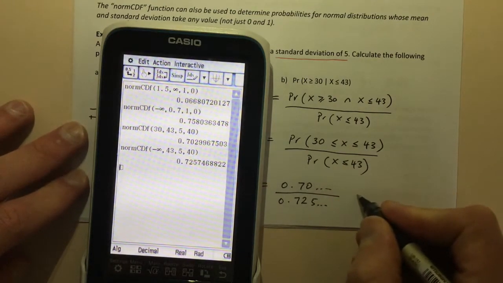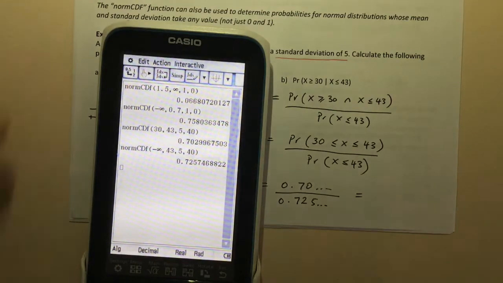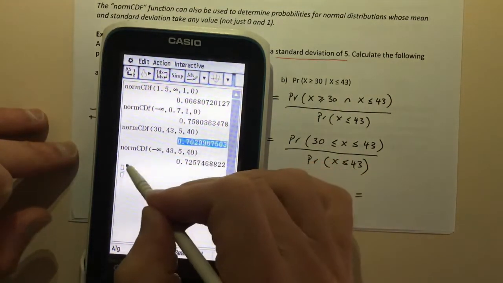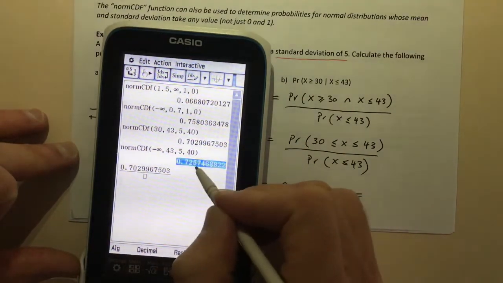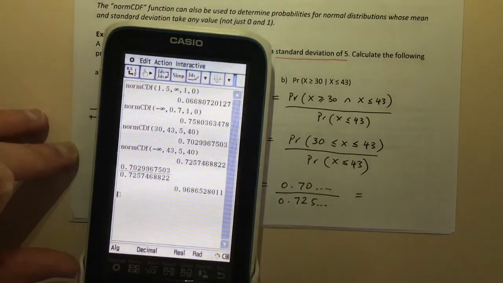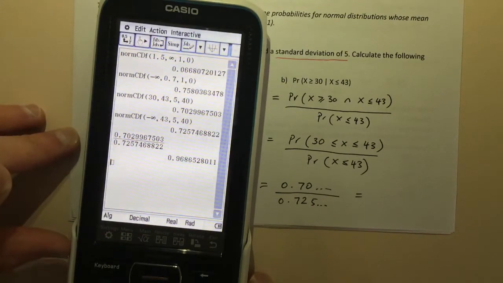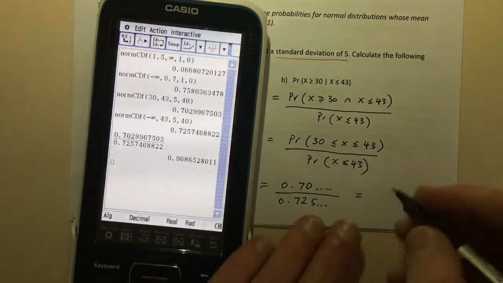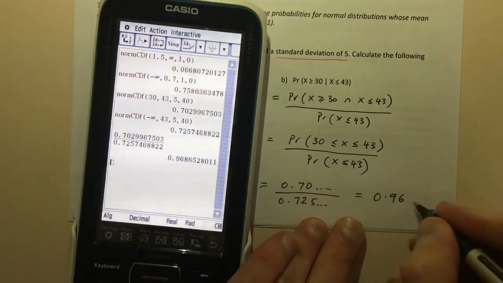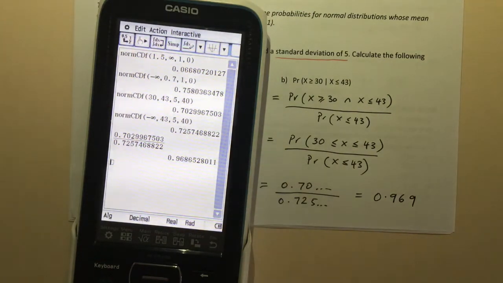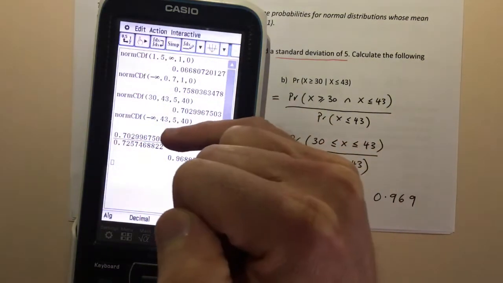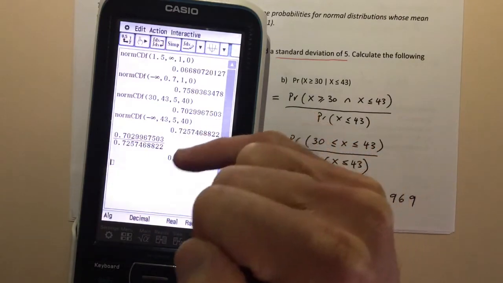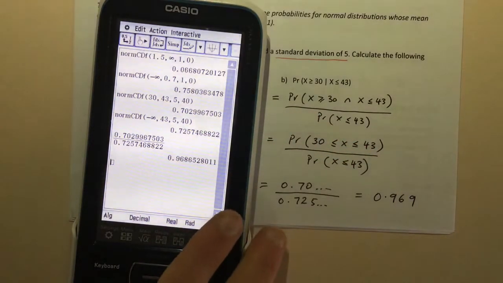And so really, our final answer is going to be the 0.7029, etc., over the 0.7257, etc., to get 0.9686, which would be 0.969 if we go to 3 decimal places. So 0.969. So often in those conditional probability questions with a normal distribution, you're actually going to have a norm CDF calculation to give you the numerator, then another norm CDF calculation to give you the denominator, and that will tell you your final probability.